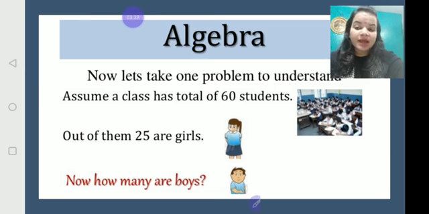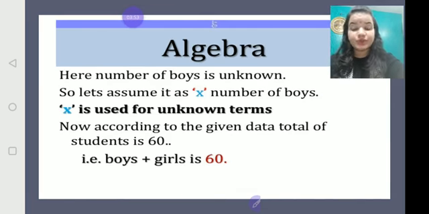Assume a class has total 60 students. Suppose there are 60 students in your class. Out of them, 25 are girls. Now, how many are boys? To find out the number of boys in the class, the thing that is unknown to you is the number of boys. So what you will do, you will assume it as x.